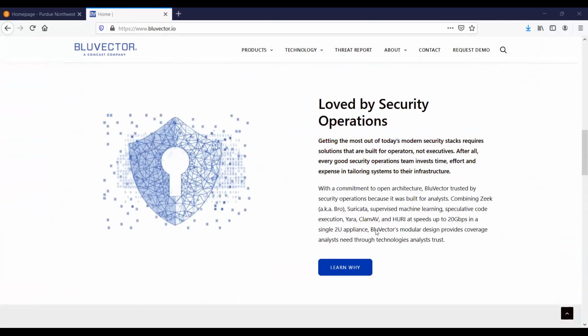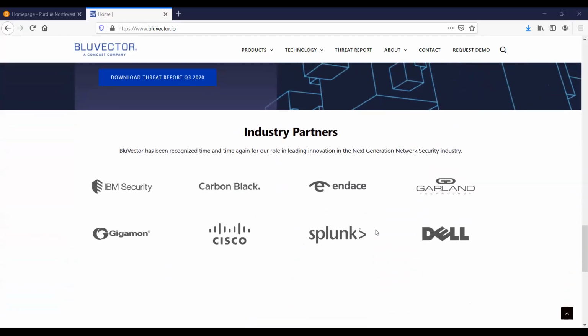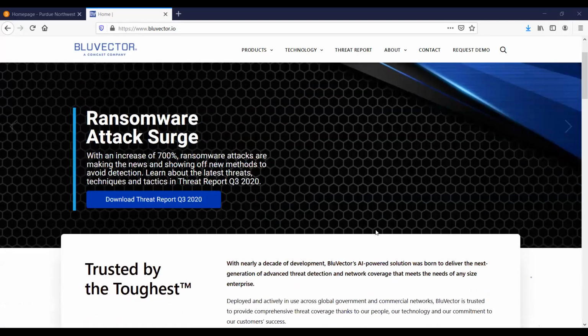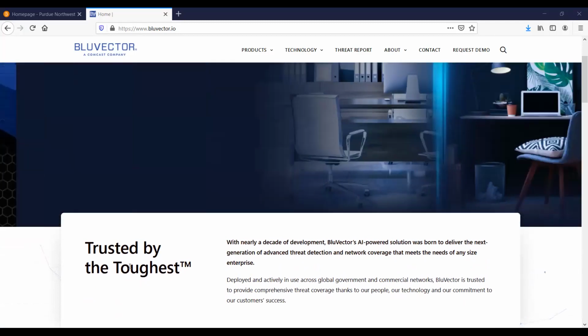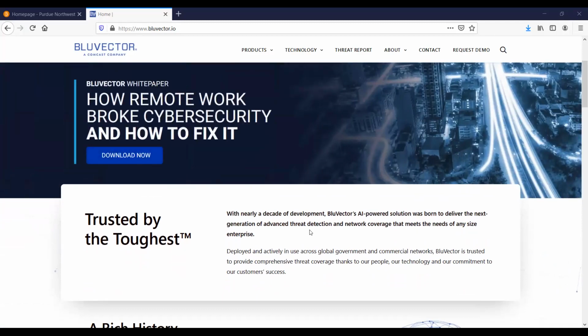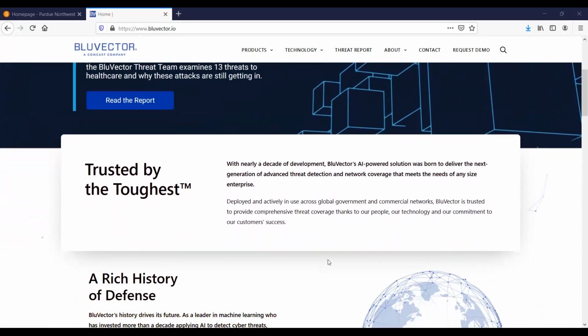Some of the things that they're doing are actually quite cutting edge. They have very advanced intrusion detection systems. Yeah, you can see that here. Trusted by the toughest, it says. With nearly a decade of development, Blue Vector's AI-powered solution was born to deliver the next generation of advanced threat detection and network coverage that meets the needs of any size enterprise. Deployed and actively in use across global government and commercial networks, Blue Vector is trusted to provide comprehensive threat coverage thanks to our people, our technology, and their commitment.